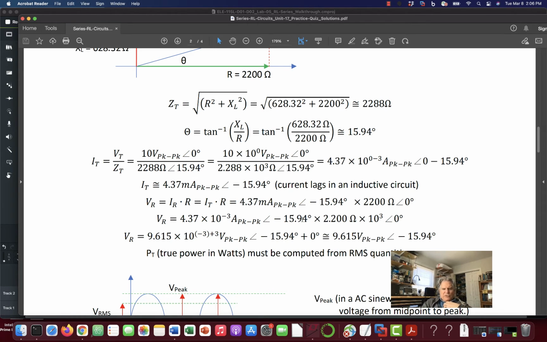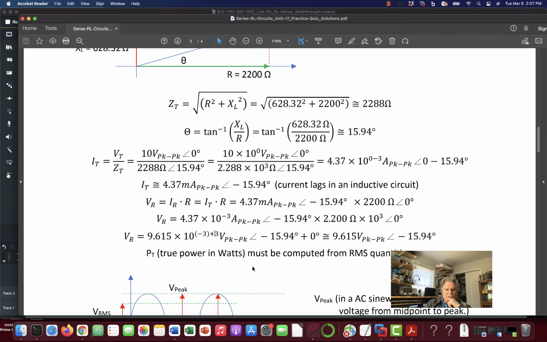Same phase angle as the current. The voltage across the resistor has the same phase angle as the current. That's why taking a look at the voltage on an oscilloscope of a resistor in a series circuit like this gives us the phase angle of the current, because resistors convert energy to heat immediately, and do not delay your signal or distort it.